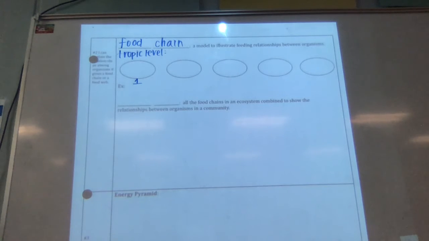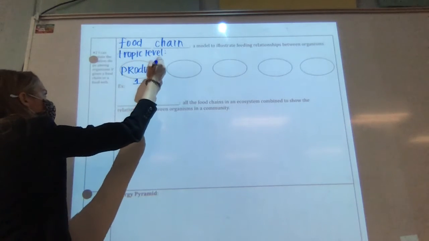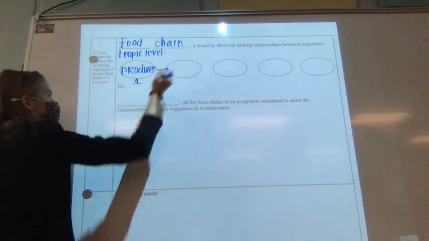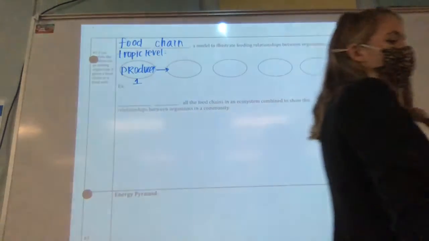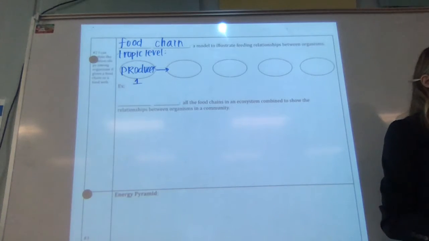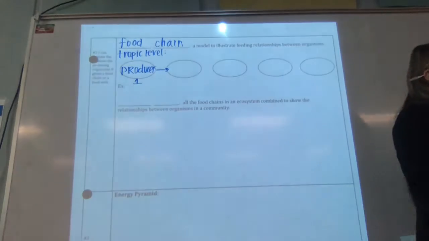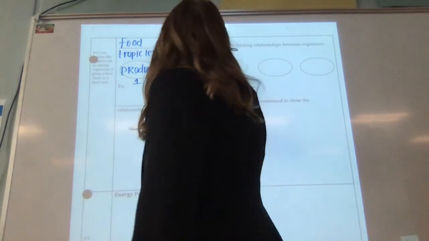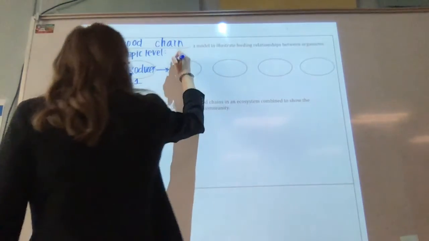Joseph? What do we just divide things into? Producers and consumers. So producers are going to be our lowest level on the totem pole. They are where all of our energy comes from. We start with a producer. Notice I put an arrow here, and our arrow points to our next trophic level 2, which is our primary consumer.